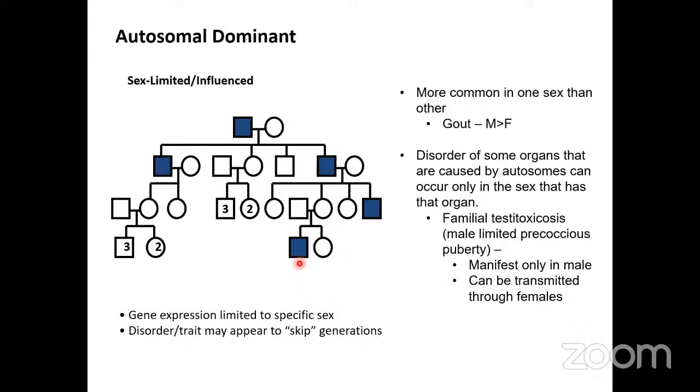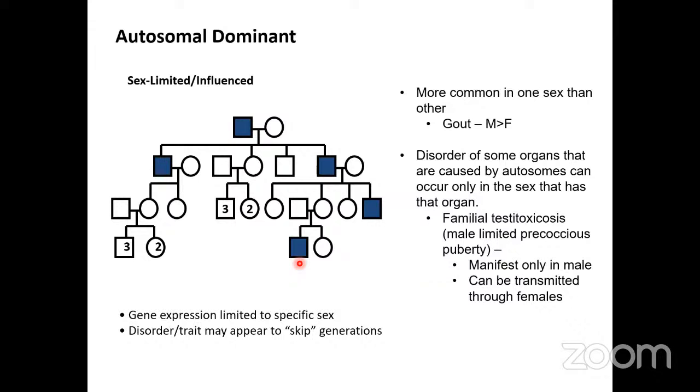For example, there are some organs that are affected by mutations in autosomes. It can occur only in one sex. For example, familial testitoxicosis. This is male-limited precocious puberty. The testes are there only in male, so it manifests only in male. It can be transmitted through female also, because these are autosomal genes. So it can be transmitted through female, but it affects only male.